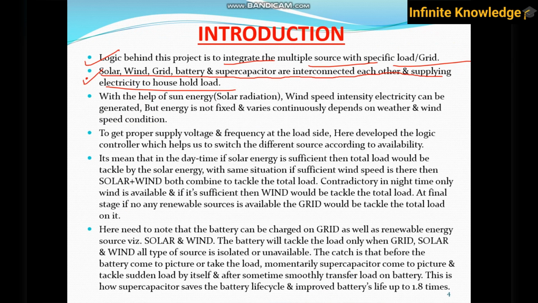We get back to the introduction part. With the help of sun energy, solar, and wind intensity, electricity can be generated. Solar energy is generated from solar radiation, wind energy is generated from the wind. But the energy is not fixed; it varies continuously depending on the weather condition and the wind. Obviously you can get solar energy in the daytime, but you cannot get it at night. Wind energy also depends on the weather condition and the wind speed. So these energies are not continuous. You need some alternate source to get a proper supply and frequency at the load side. Hence a logical controller is developed which helps switch over between the different sources for availability.